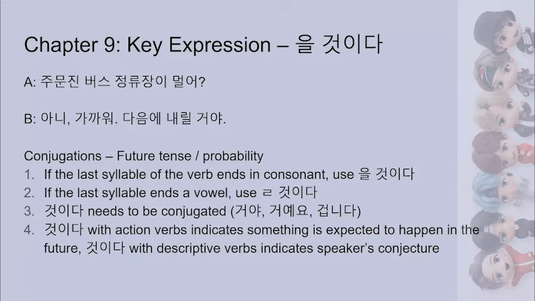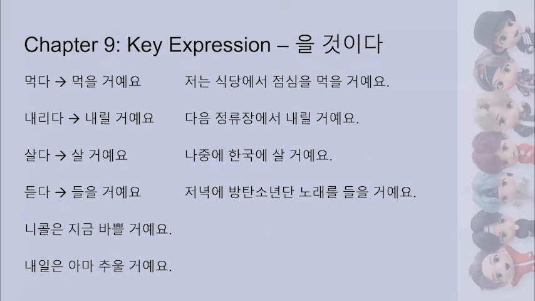So if you're just using 반말, it's just 거야. If you're using 요 form, it's 거예요. And if you're using 습니다 form, it's 겁니다. So 것이다 is used with action verbs, which is indicating that something is expected to happen, whatever that action is, expected to happen in the future. But it can also be used with descriptive verbs to indicate the speaker's conjecture. So that's like you're guessing or making an assumption about something, and it's not necessarily future tense, this is going to happen.